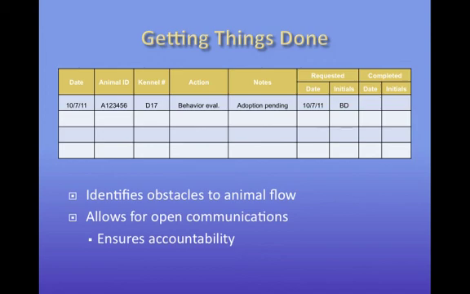The benefit of writing this down is that you can look at this data and go back and identify what are the obstacles to animal flow. Are we finding that animals are frequently waiting for spay-neuter, and that's what the holdup is? Are they frequently waiting for behavior evaluation? Are they getting sick in the shelter, and that's what's taking them so long to get to their outcome? You can go back and evaluate this information and then take steps to correct that so you can move them through more quickly. And then it allows for open communication. It's written down, everybody knows what's supposed to happen, who's supposed to do it, and you can ensure that it actually does occur.